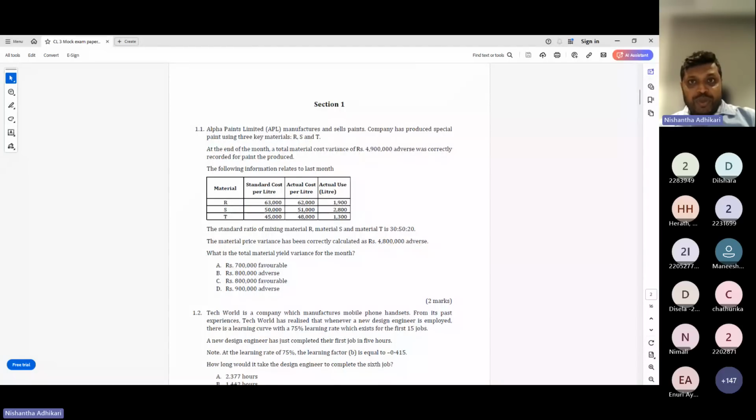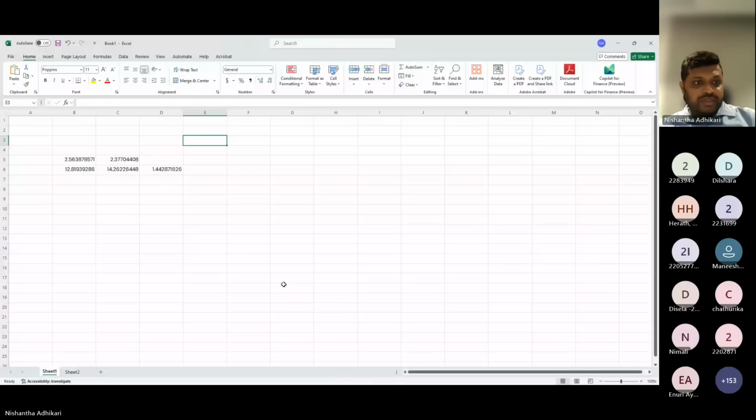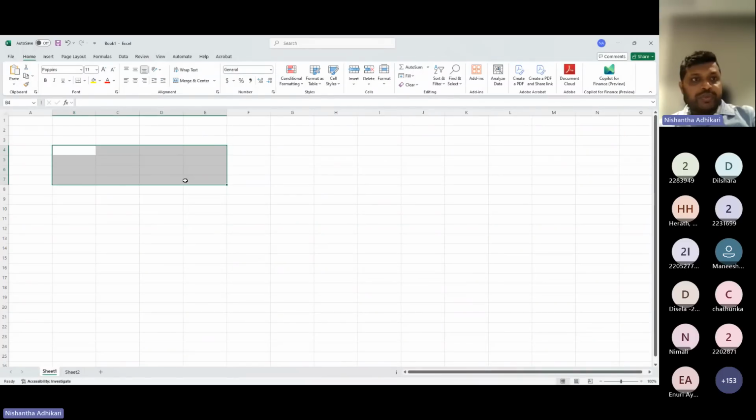Right, with this information, I will work out how much the yield variance for the month is. I will again share the screen for the Excel sheet. Right, give me a second. Guys, when you have joined the class, please mute your mic. Then it will be easier for everyone. Right, I'll come to the Excel sheet.